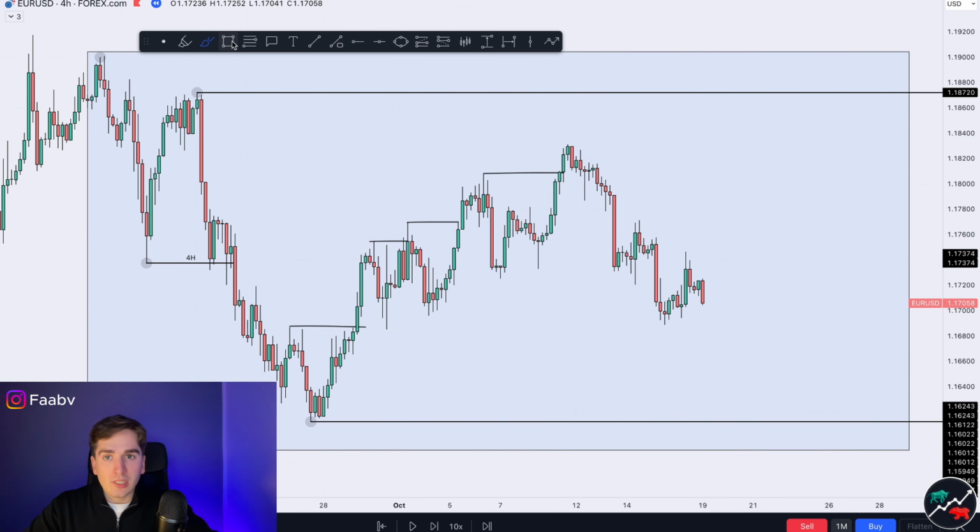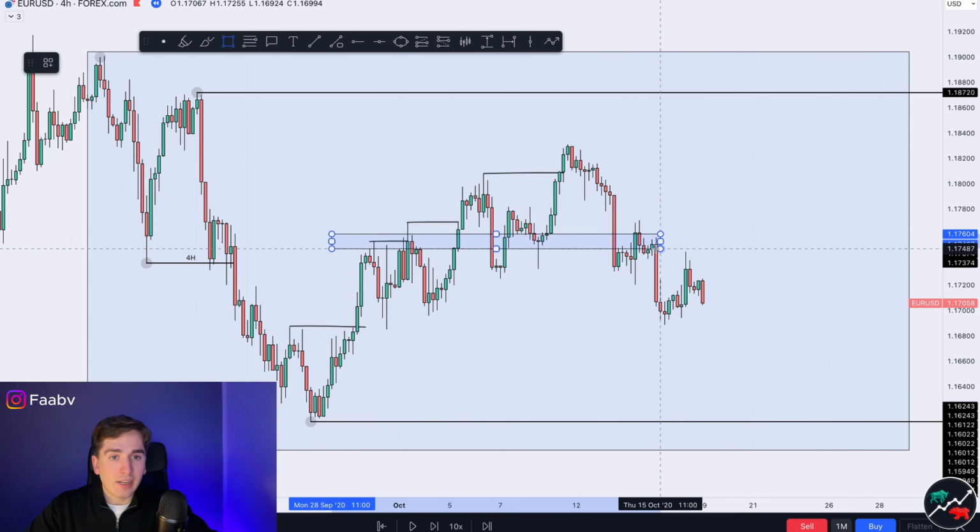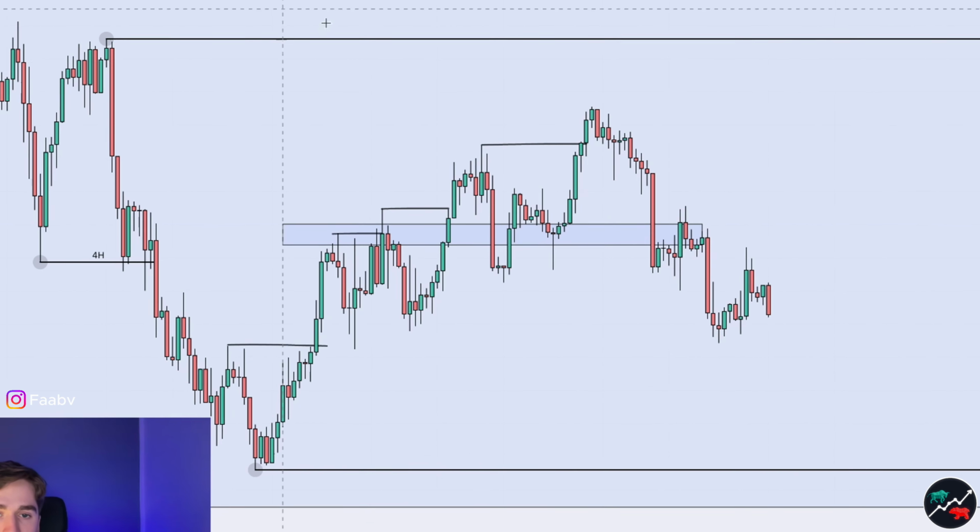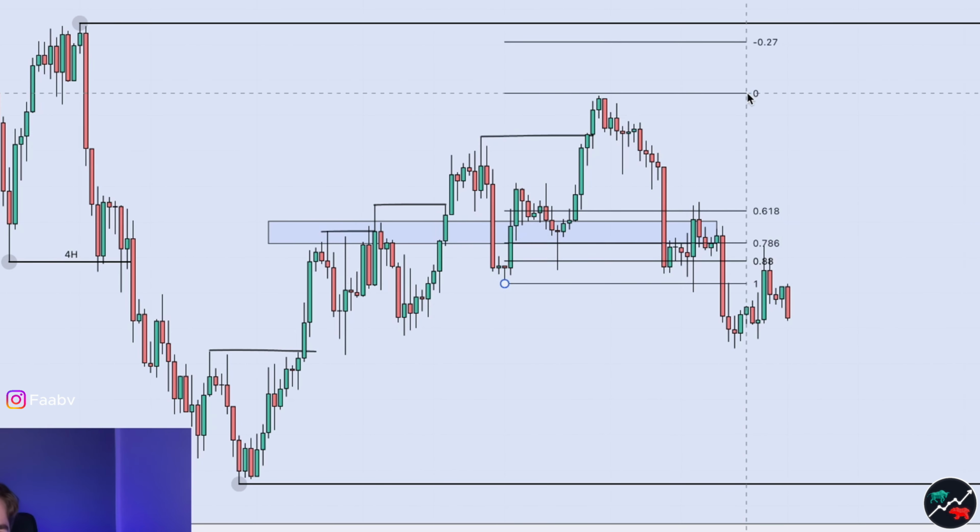So now what you see is that people will keep on longing. They'll say, okay, here I have my area of support and resistance. Here I had my Fibonacci retracement tool.